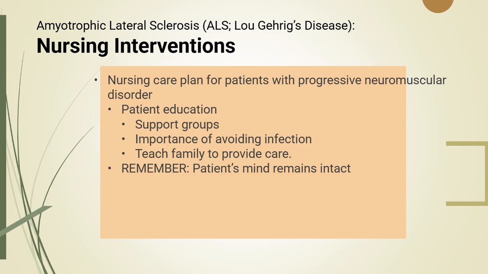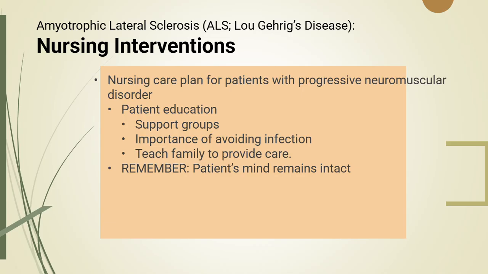Amyotrophic lateral sclerosis affects the body, not the mind. The patient remains fully aware and mentally intact throughout the disease process, which can create significant emotional challenges. Our care must be compassionate, respectful, and centered on the patient's dignity and autonomy.